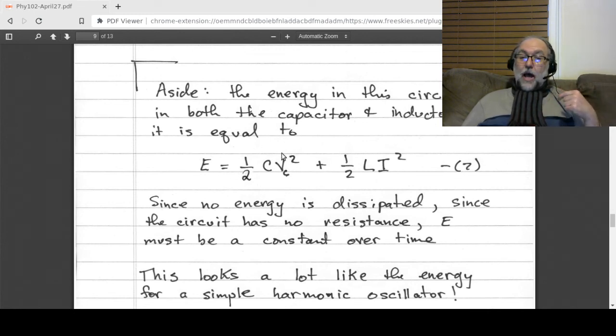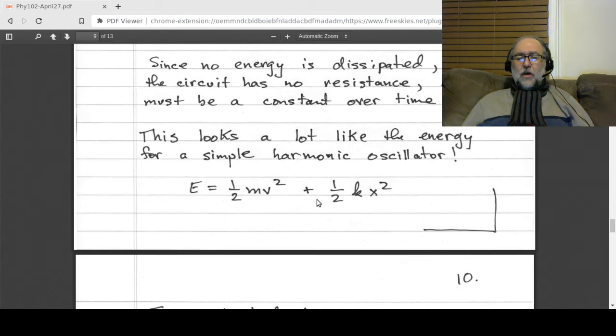There's the energy in the capacitor, and that's 1/2 C V squared, V_C being the voltage across the capacitor. So it's 1/2 C times the voltage across the capacitor squared plus 1/2 L I squared. So this is the total energy. But there's no resistor in the circuit, so that total energy had better be conserved. And if you think about this a minute, that looks an awful lot like the total energy of a simple harmonic oscillator.